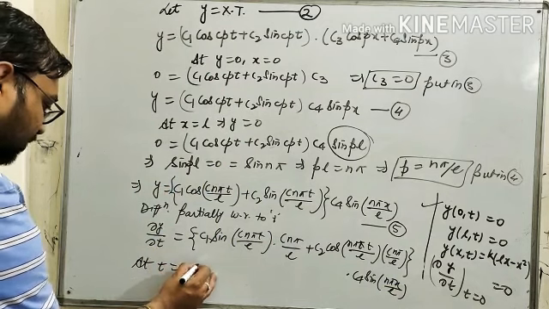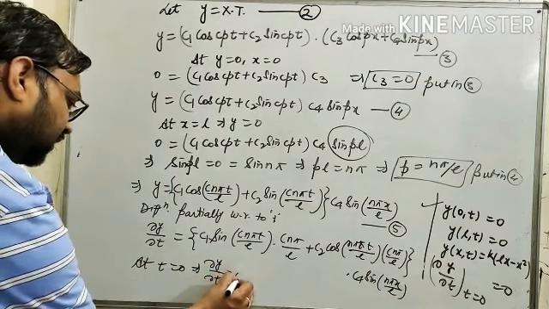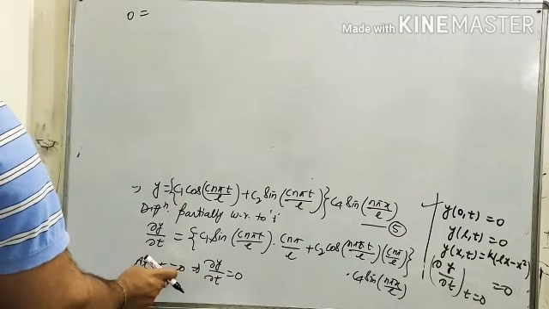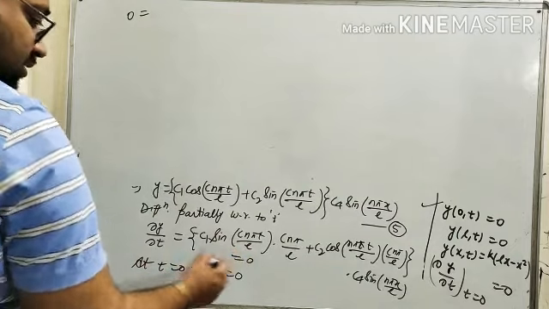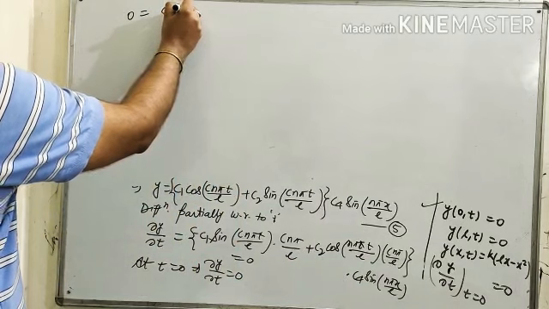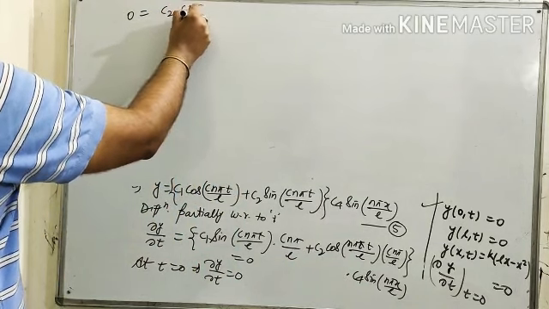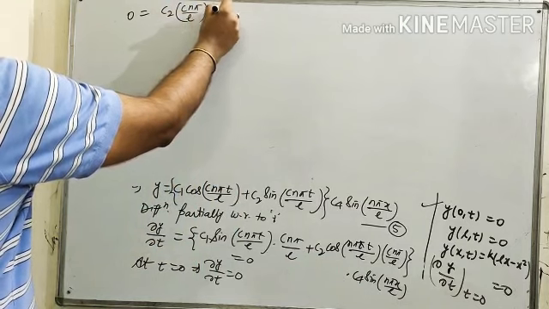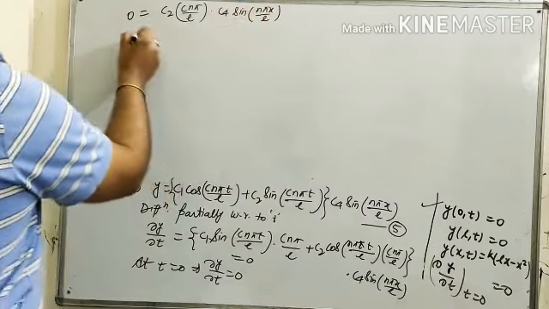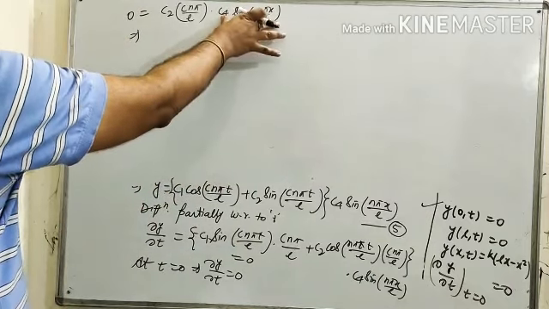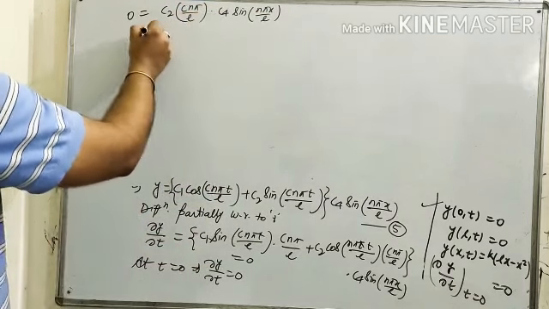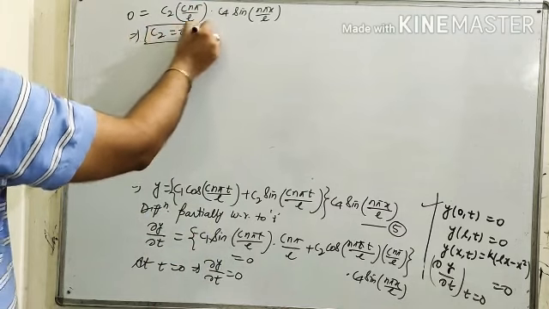So at t equals 0, del y over del t is also equal to 0. So 0 equals, when we put t equals 0, then this will become 0 and this will be 1. So from here C2 Cn pi upon L into C4 sin n pi x upon L. From here we cannot put it equal to 0, and the value of this particular term does not affect any condition. So we can write directly C2 equals 0.